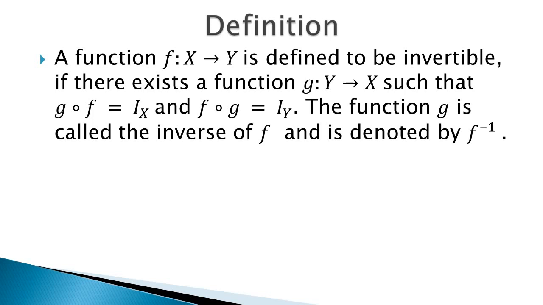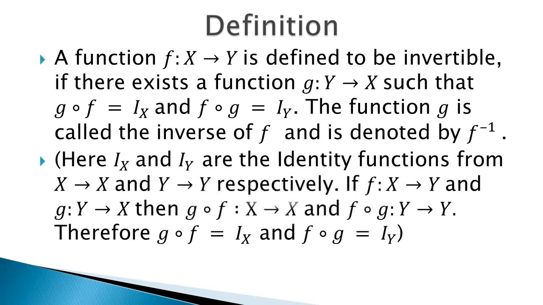So it is defined to be invertible if there exists one more function from the set y to the set x, here written as z from y to x, such that z of f is equal to ix and f of z is equal to iy. Here I means the identity function, and the suffix x means that the identity function is from the set x to x, and iy means the identity function from the set y to y.